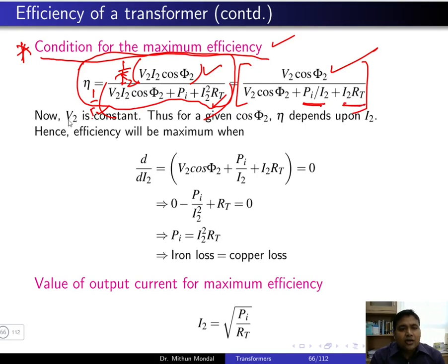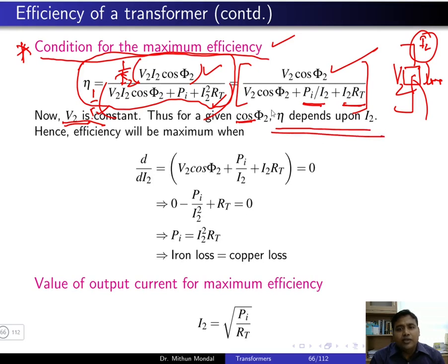We know that V2 is constant. What is V2? V2 is basically the load voltage, and we know that the load voltage will be constant. So V2 in the load will be constant and the only variable quantity will be the current, which is determined by the nature of the load. If the load is resistive, inductive or capacitive, the current will vary. Thus, for a given power factor under the secondary load condition, cos phi 2, the efficiency will depend upon the current I2.